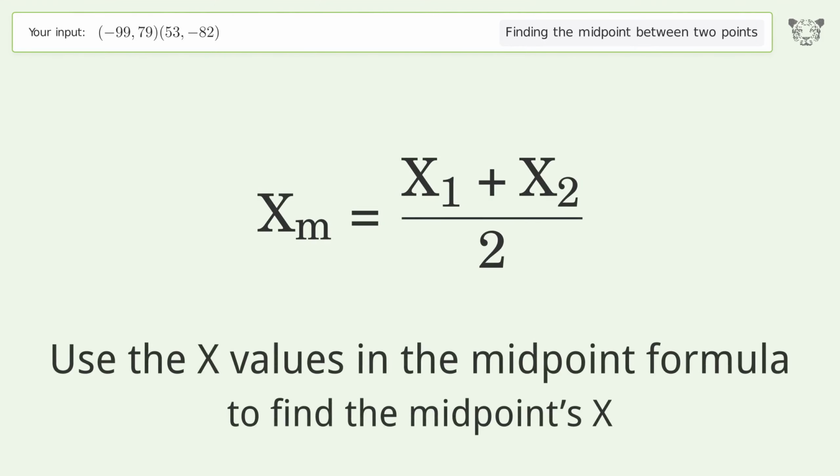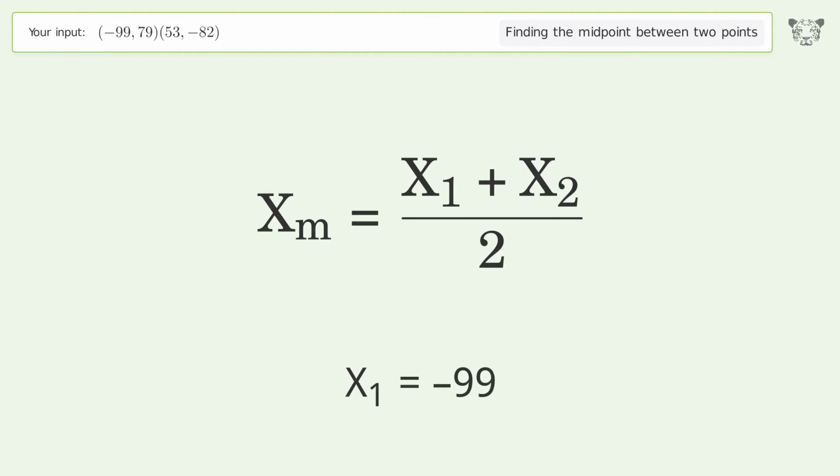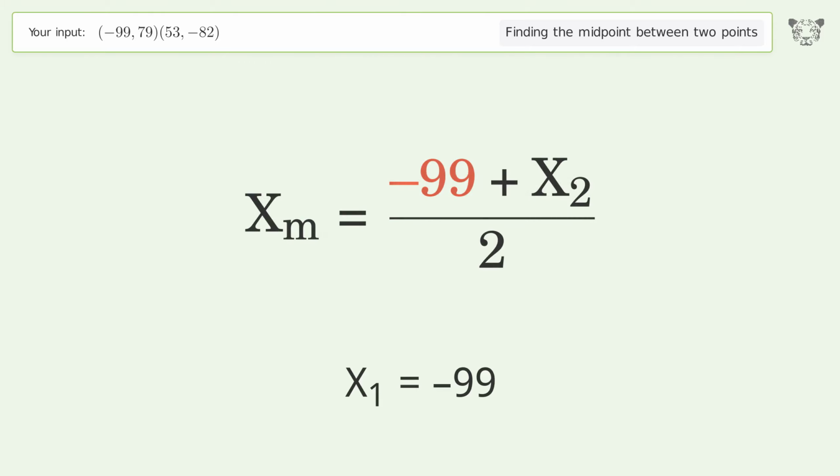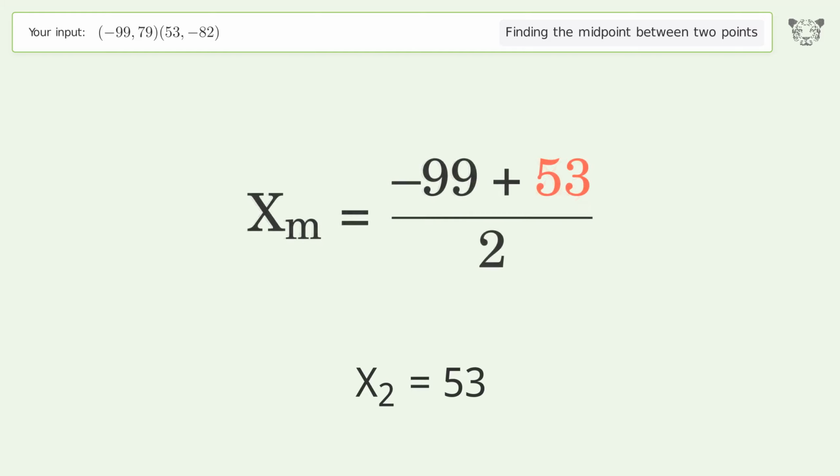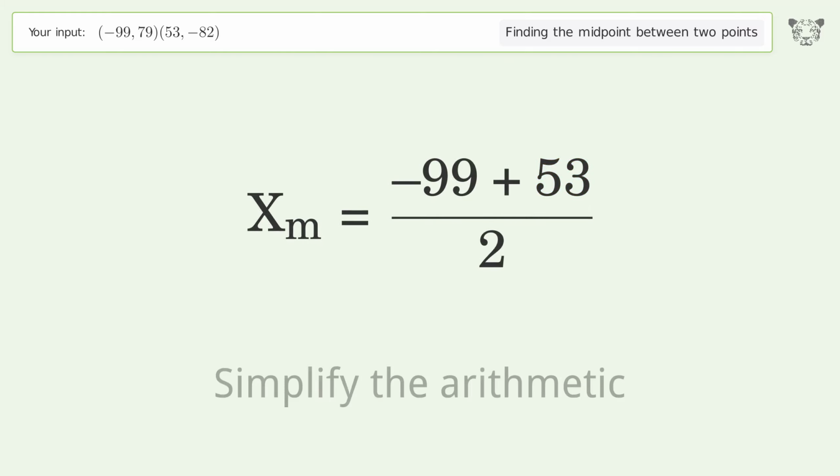Use the x values in the midpoint formula to find the midpoint's x. x1 equals -99. x2 equals 53. Simplify the arithmetic.